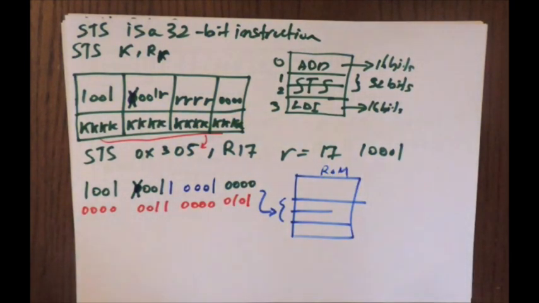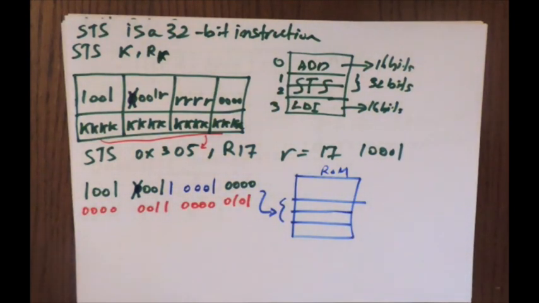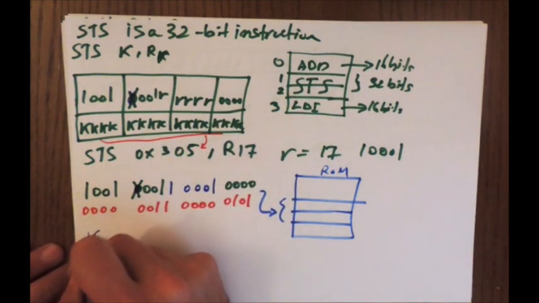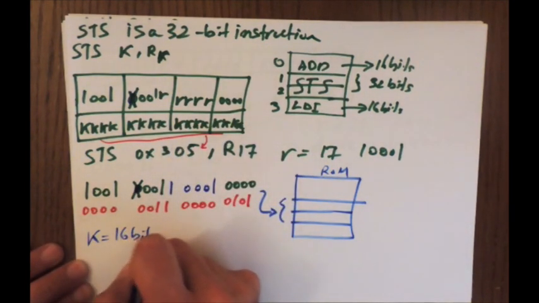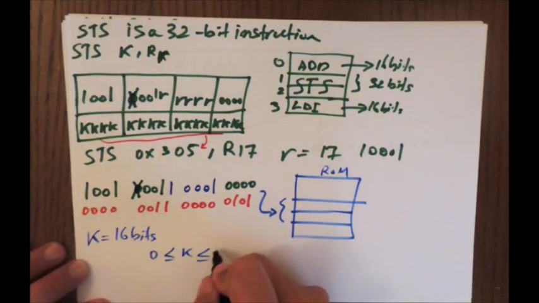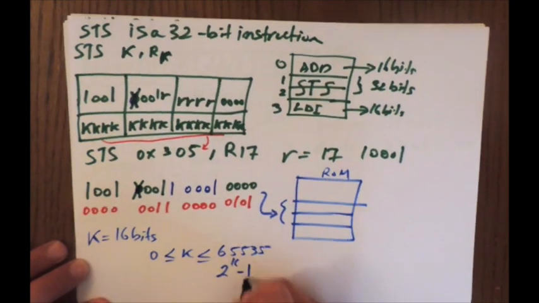So the STS takes 2 locations in the ROM. It has 32 bits, and of course the range of K here is 16 bits, which means it can go from 0 to 2 power 16 minus 1, which is 65535, all locations in RAM.